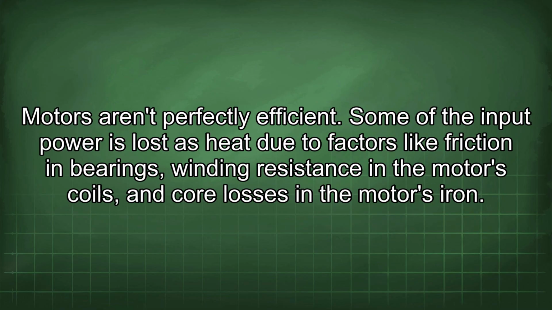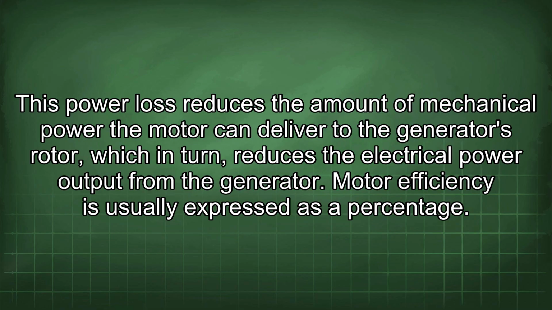Motors aren't perfectly efficient. Some of the input power is lost as heat due to factors like friction in bearings, winding resistance in the motor's coils, and core losses in the motor's iron. This power loss reduces the amount of mechanical power the motor can deliver to the generator's rotor, which in turn reduces the electrical power output from the generator.